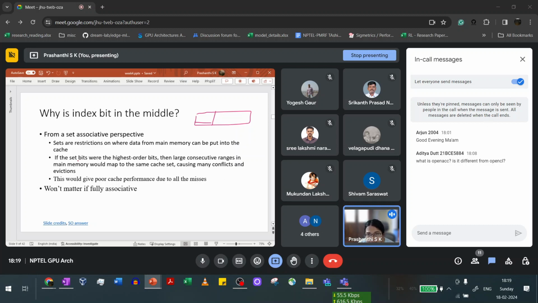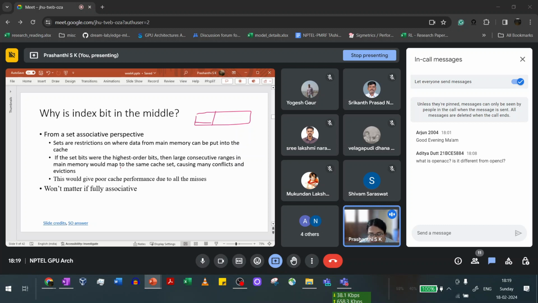Now, if you have the set bits as the highest order bits, then large consecutive ranges in main memory would map to the same cache set, which causes many conflicts and evictions, ultimately resulting in poor cache performance due to all of these misses. So that's one of the reasons it's not the higher order bits, and it's kept in the middle, and the tag is kept as the highest. This has to do with things like data locality.